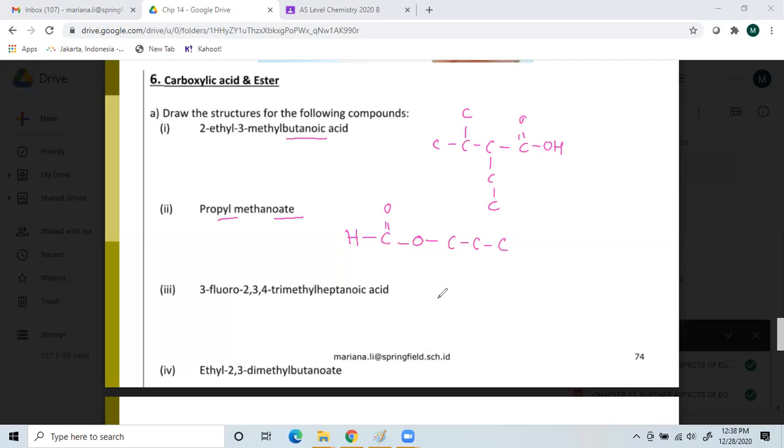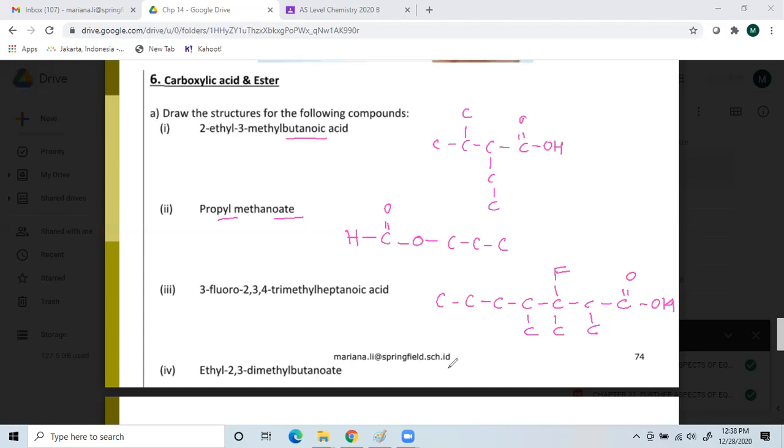Next, heptanoic acid, 7 C's. 1, 2, 3, 4, 5, 6, 7, COOH. Number 2, number 3, number 4, methyl, methyl, methyl. And number 3, that's fluoro. Like this. Okay. The last one, ethyl 2,3-dimethyl butanoate, alkyl alkanoate.